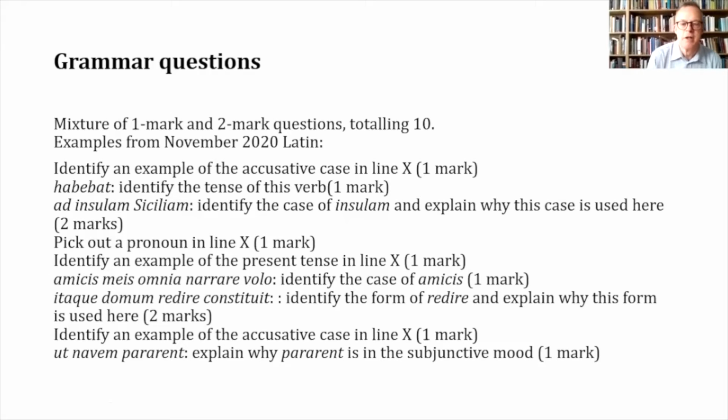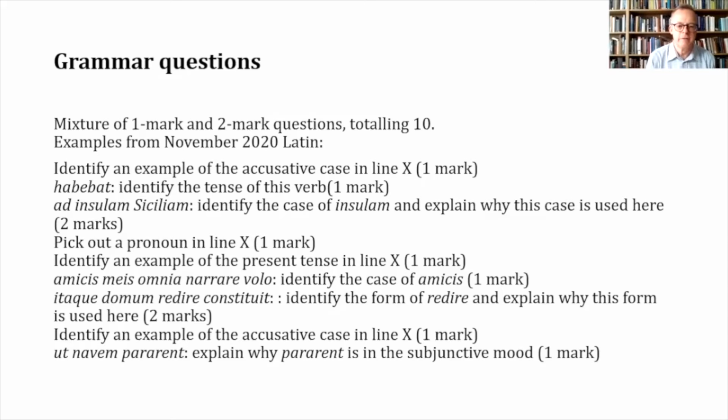That's the one that was originally set for summer 2020, but then used in November for a rather limited number of candidates. So they asked you to identify an example of something like the accusative case for 1 mark, tense of a verb, identify the case of insulam and explain why the case is used. That's a typical 2 mark question, saying it's accusative and saying it's after a preposition that takes the accusative.